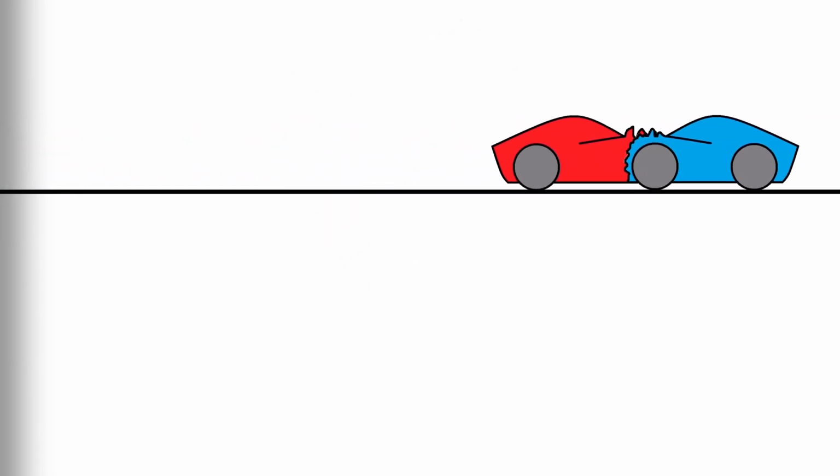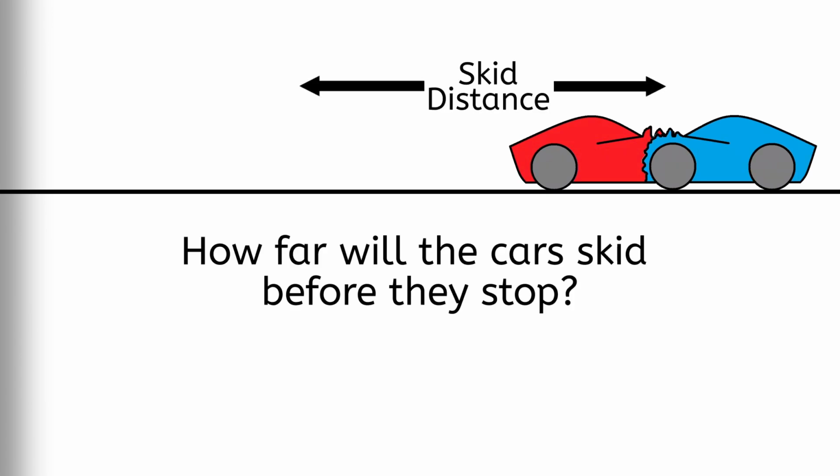Here's a scenario where two cars are traveling toward each other when they collide. Then, stuck together, they skid down the road. And the big question we're going to answer today is just how far they skid before coming to a stop.